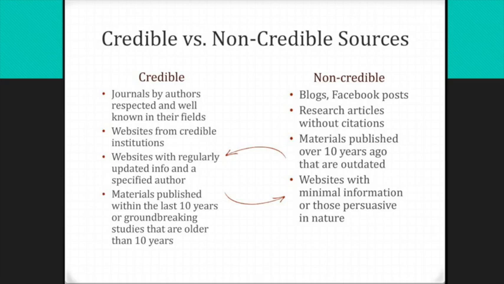Okay, and again, just going beyond this, credible versus non-credible sources. Credible sources are journals by authors respected and well-known in their fields, websites from credible institutions like government websites, educational websites, things like that. Websites with regularly updated information and a specified author. Materials published within the last 10 years or groundbreaking studies that are older than 10 years. Not credible sources: blogs and Facebook posts. Research articles without citations. Materials published over 10 years ago that are outdated, websites with minimal information, or those persuasive in nature.